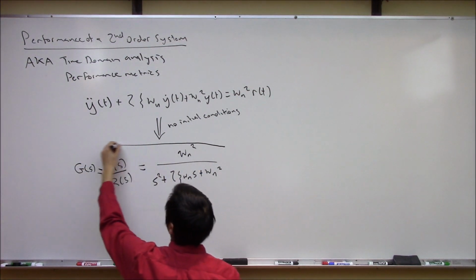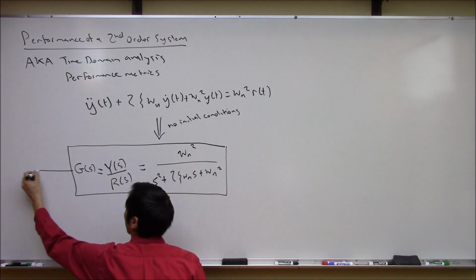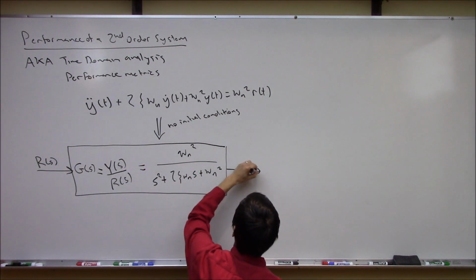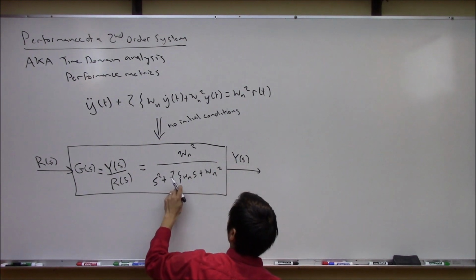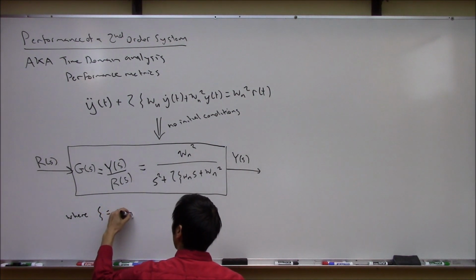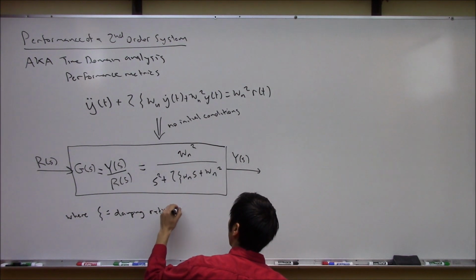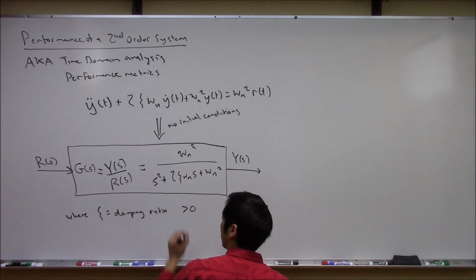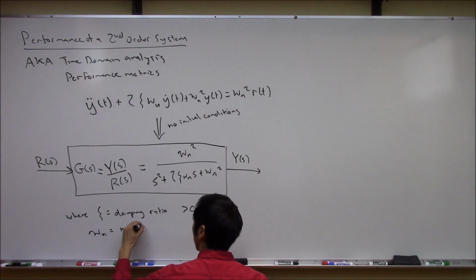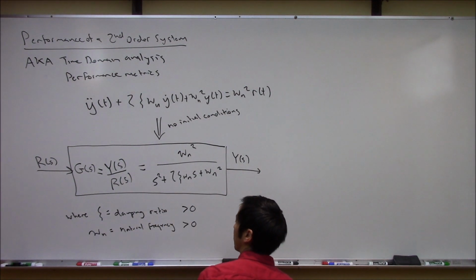And now we can visualize this as a dynamic system where you have inputs of r, and coming out of this is an output of y. And maybe we should quickly mention here that zeta is referred to as your damping ratio, and in today's discussion, let's consider this to be greater than 0. And omega n is referred to as the natural frequency of the system. Again, this should be positive for stable systems, okay?